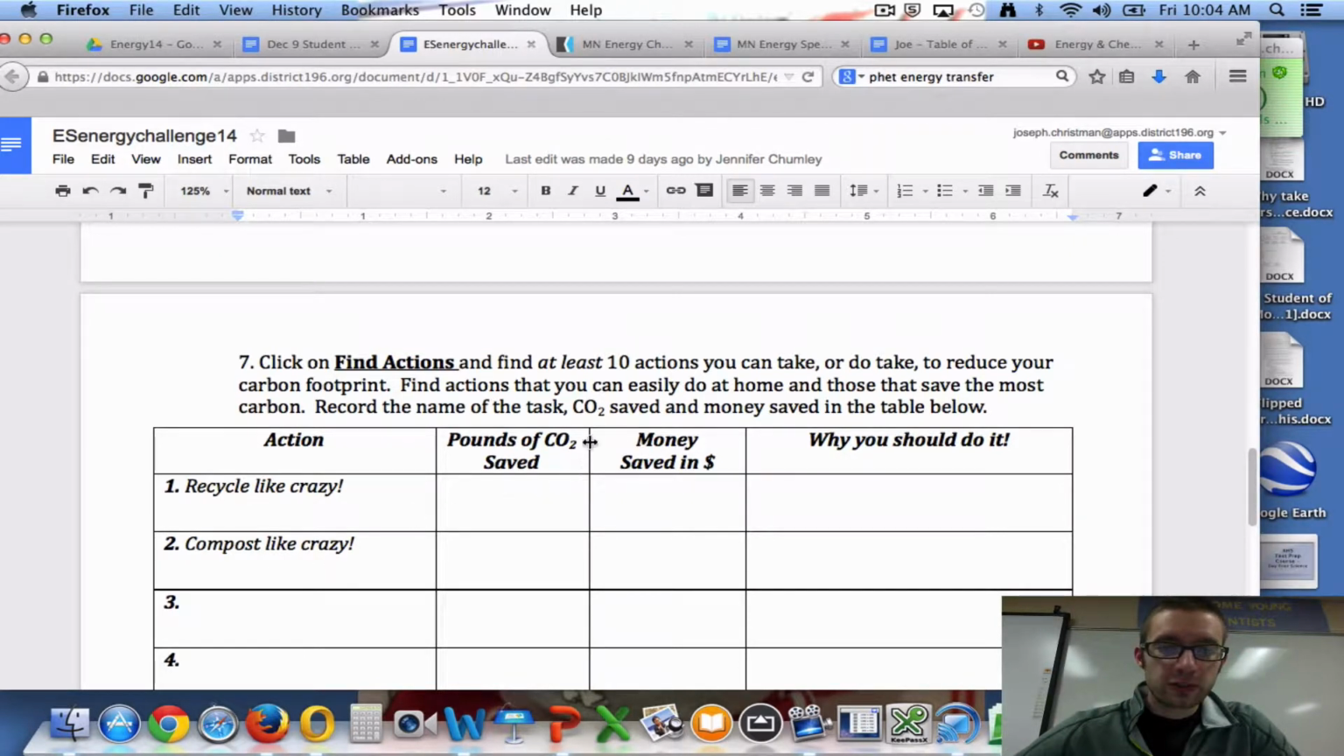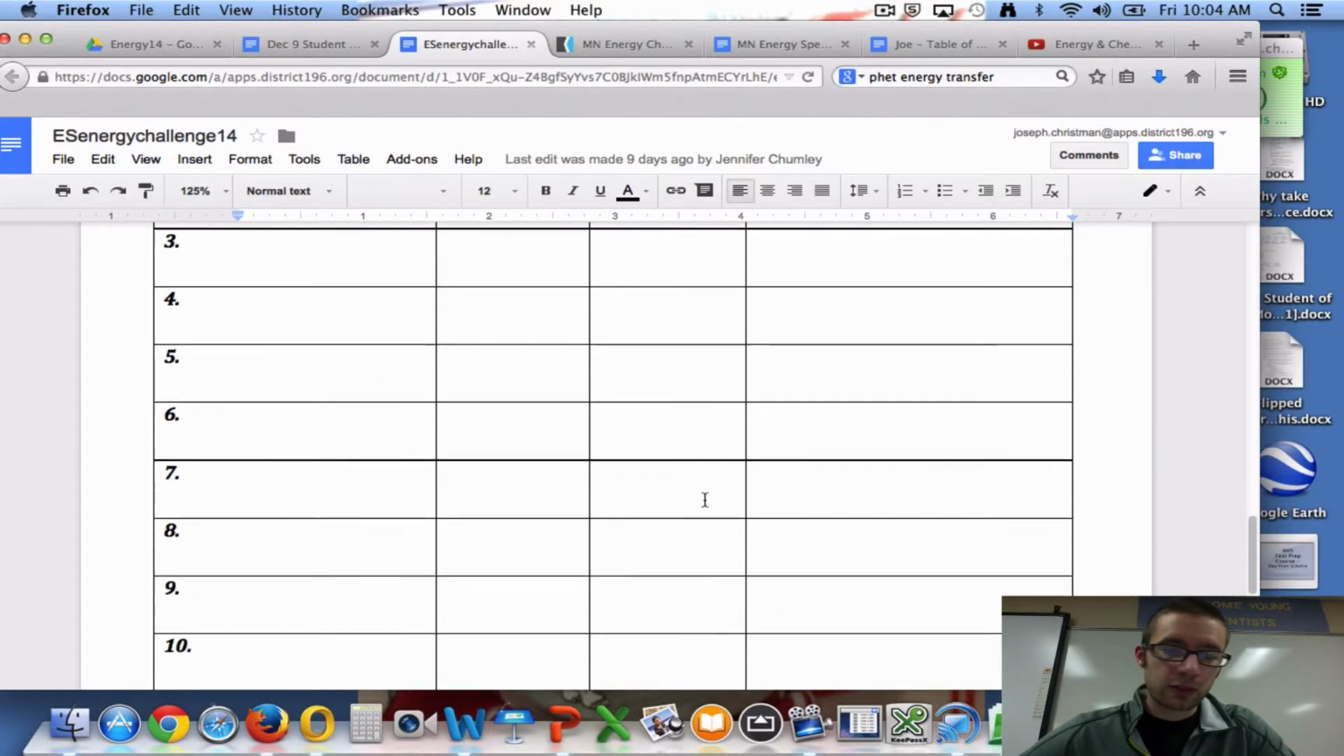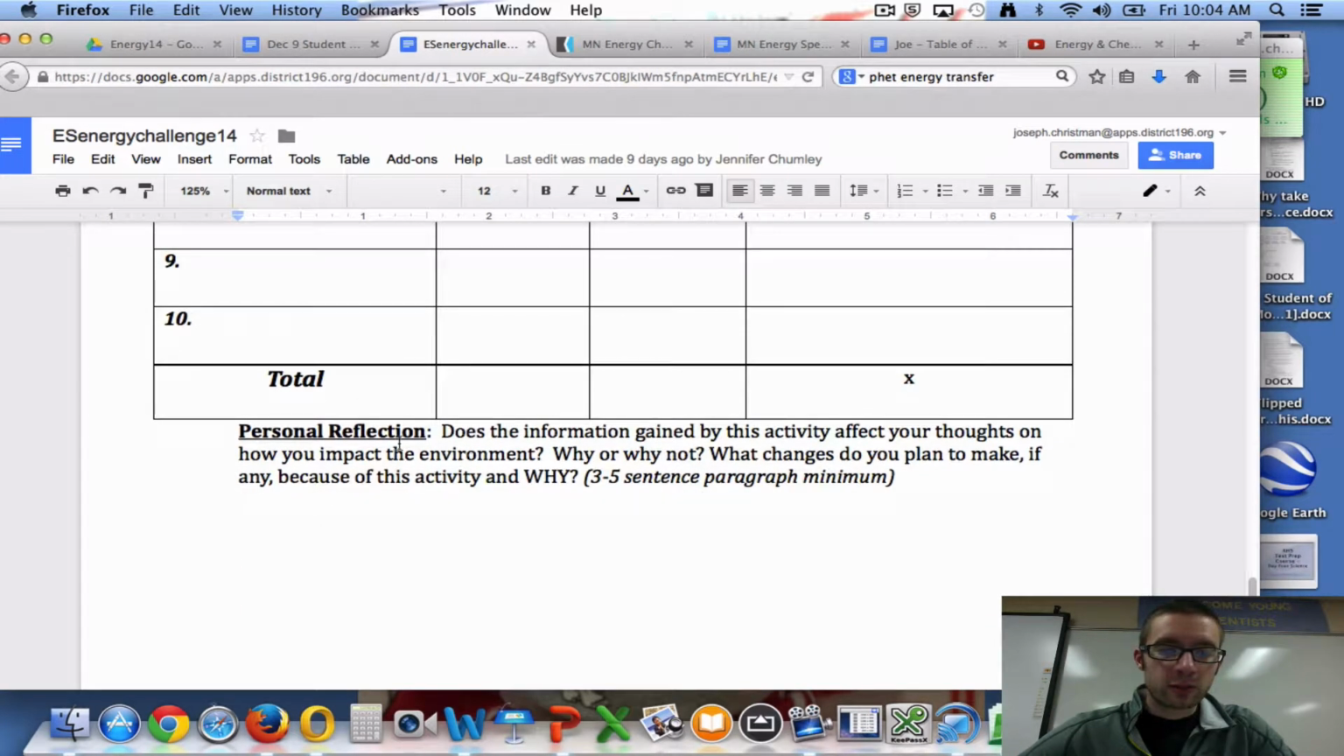What you're going to do is find how many pounds of CO2 are going to be saved, the money that's going to be saved, and then why you should do those things. When you're done with that, you're going to write a little paragraph personal reflection answering this question.